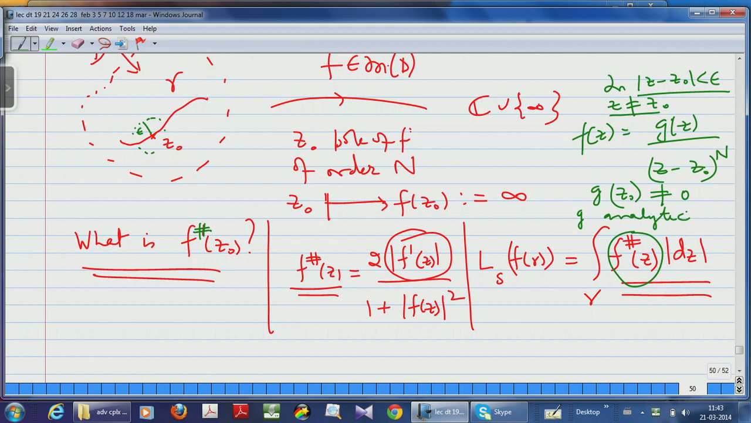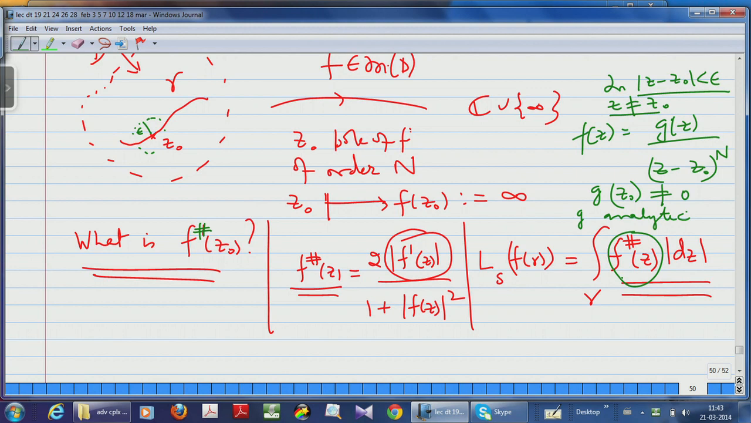What I really meant here was, what is f hash of z naught? Of course, f dash of z naught does not make sense. So the question is, what is f hash of z naught? Now you know f hash makes sense even at poles. So this integral is well defined; there is no issue. You can blindly integrate f hash. You cannot blindly integrate f dash, because f dash will not exist at a pole. You can integrate mod f dash only so long as you are on a path which is not going through any poles. But you can integrate f hash always, even if you are passing through a pole. That is a big deal, so that's the reason why this formula works.